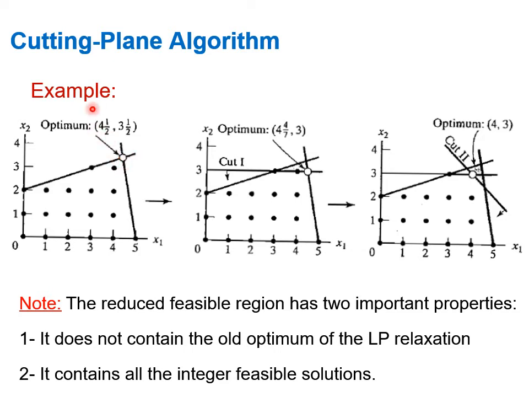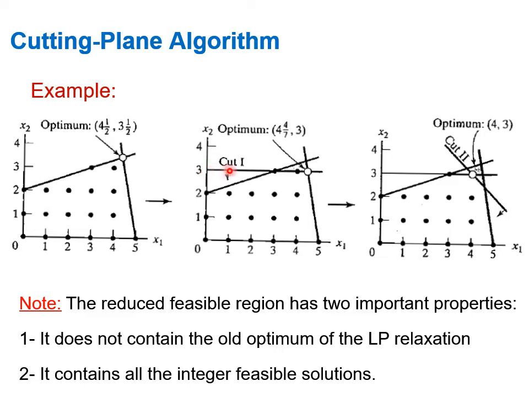If you solve the problem graphically, we can identify the optimum LP relaxation solution to be this point. As you can identify, this is the x1 value and this is the x2 value. x1 and x2 are not integers. It's 4.5 for x1 and 3.5 for x2. That's why this solution of the LP relaxation does not provide us the optimum solution for the original integer problem. So what do we do? We include a cut.